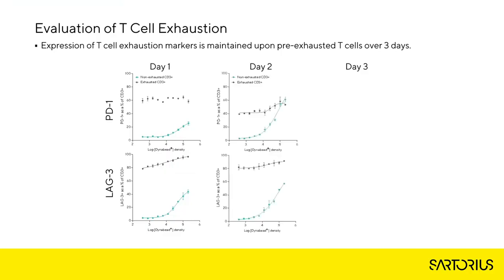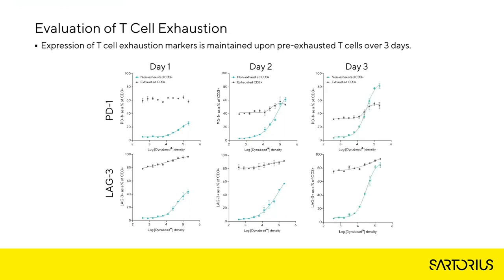Day 2 shows a similar pattern with increasing levels of exhaustion markers on non-exhausted cells, while those that were pre-exhausted maintain high and consistent PD1 and LAG3 expression. By day 3, non-exhausted cells match or exceed the exhausted population when looking at both PD1 and LAG3 expression at high densities of Dynabeads. When looking at the full time course, it is clear that PD1 expression decreases slightly in pre-exhausted cells re-stimulated with low densities of Dynabeads. However, this is not the case with LAG3, where expression is sustained at all stimulation concentrations in pre-exhausted cells.